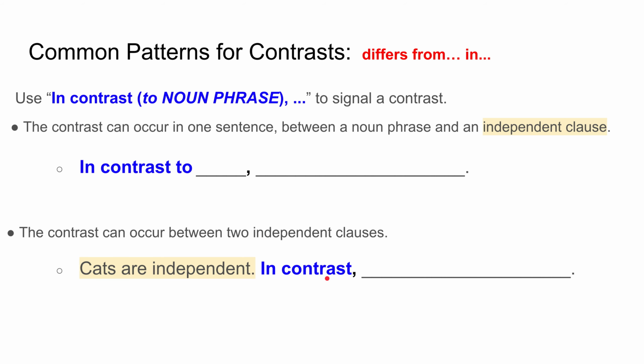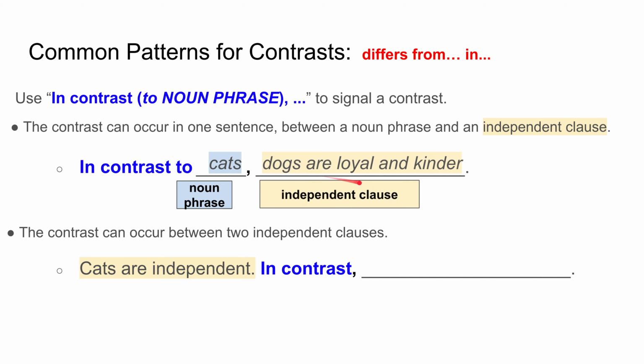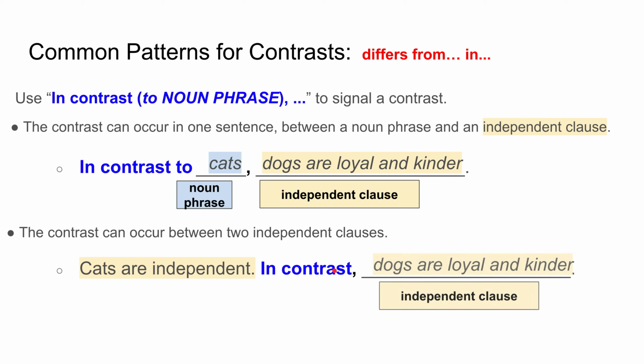Okay, we can use in contrast to noun phrase to signal a contrast. The contrast can occur in one sentence between a noun phrase and an independent clause. So, for example, in contrast to cats, dogs are loyal and kinder. But the contrast can occur between two independent clauses. So, for example, cats are independent. In contrast, dogs are loyal and kinder. So, there's the contrast right there. Here, cats are independent, dogs are loyal.